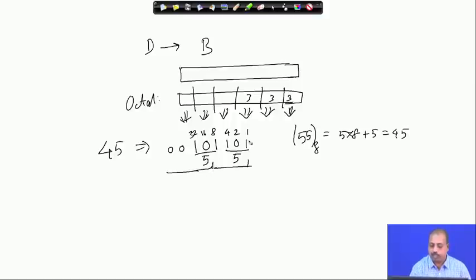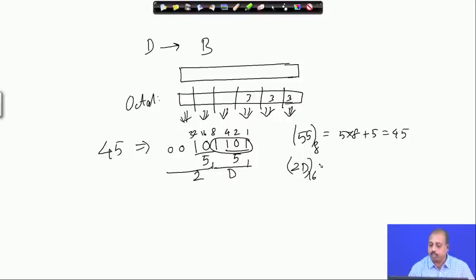So, this part represents 8 plus 4 is 12, plus 1 is 13, and 13 is D. And this part represents 2, so that is 2, so this is 2D in the hexadecimal number system.